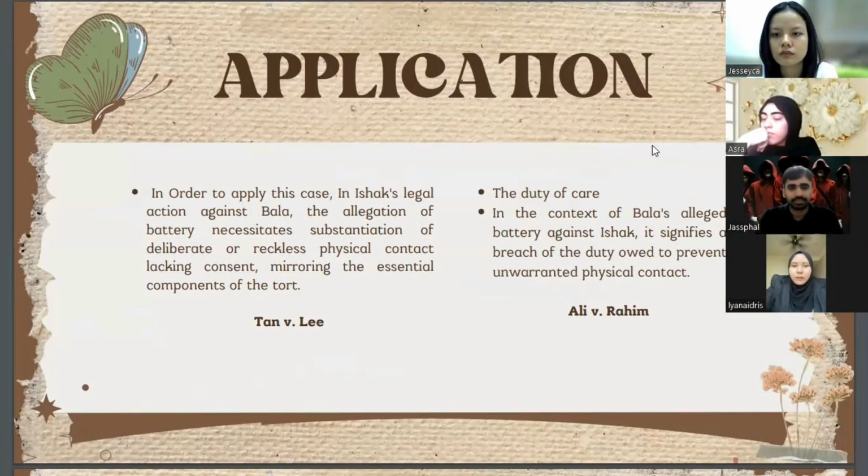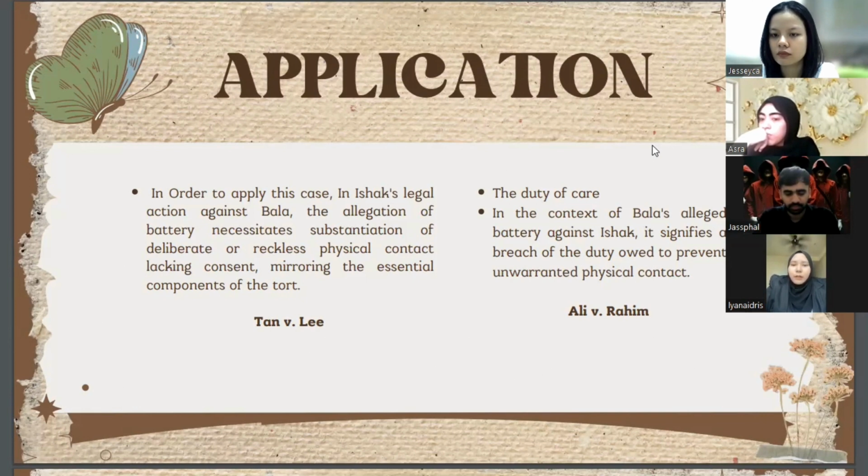Thank you so much. So, madam, my name is Nurul Zindiana binti Idris. For the application, in order to apply this case to Ishak's legal action against Bala, the allegation of battery must have strong proof of intentional or reckless physical contact lacking concern, mirroring the essential components of the tort. For example, the case of Tyne against Lee, where the court underscored the significance of intentional contact devoid of concern as the foundational aspect in establishing a claim of battery, applied to Ishak's action against Bala.